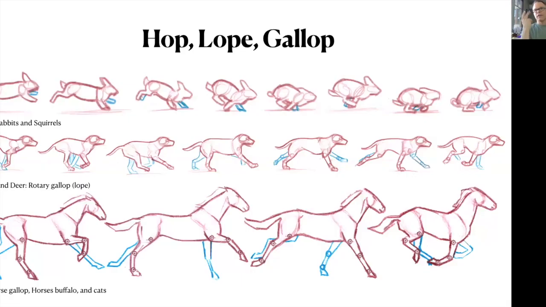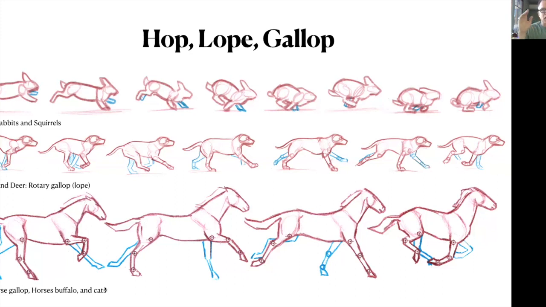With the gallop, there are two kinds of ways of moving your legs. What you're going to see up here is something that dogs and deer do, and that's called a rotary gallop. We also have a transverse gallop, and the transverse gallop is what is done by horses, buffalo, and cats.